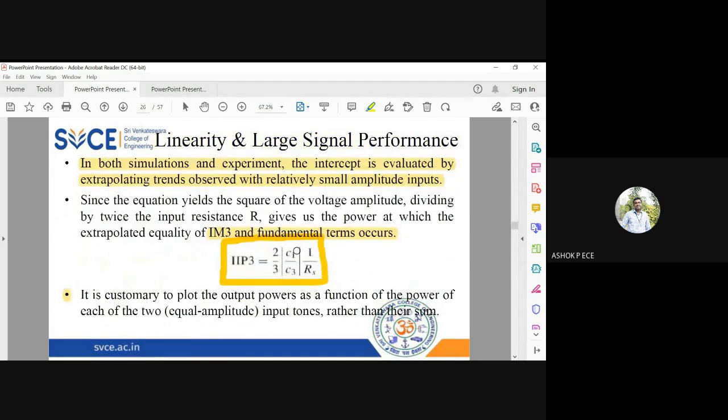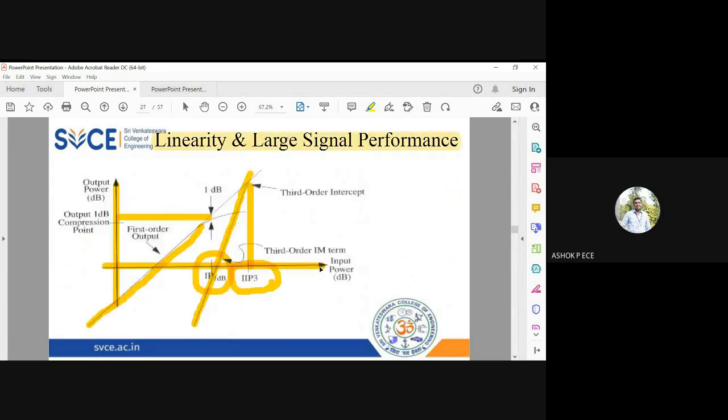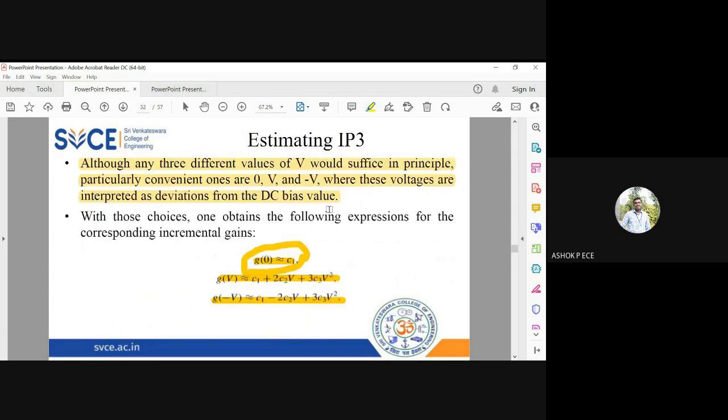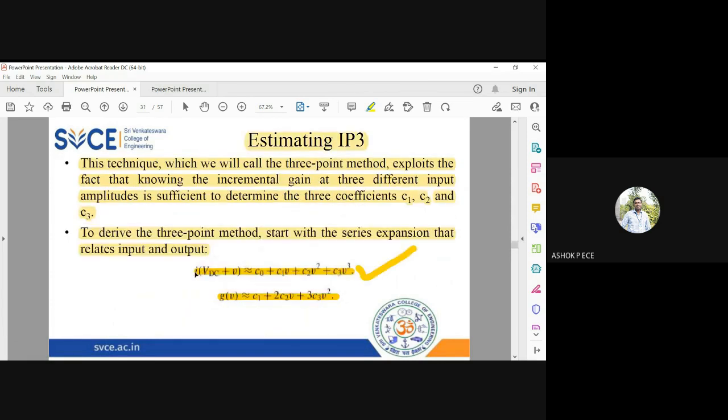2 by 3, C1 by C3, 1 by RS. C1 I know, C3 I know. I can substitute C1 by C3 into 1 by RS. So I'll get the expression here. This is the expression for IP3. Very simple 3-point method. I am assuming that the output current will vary just like this function G of V.